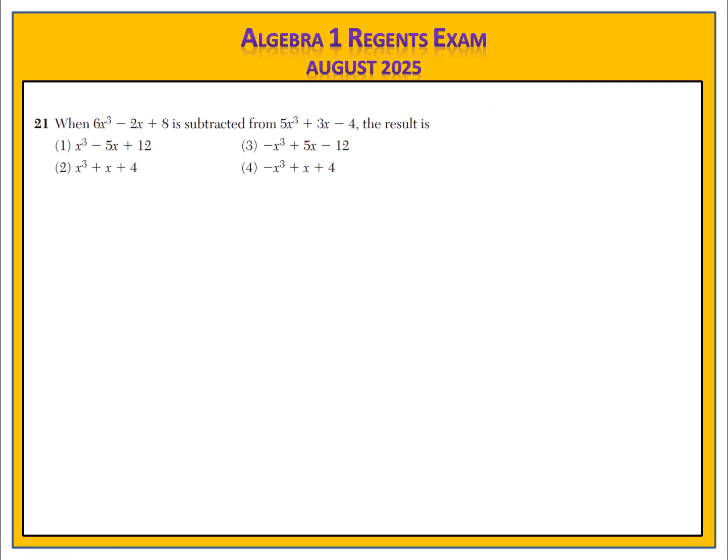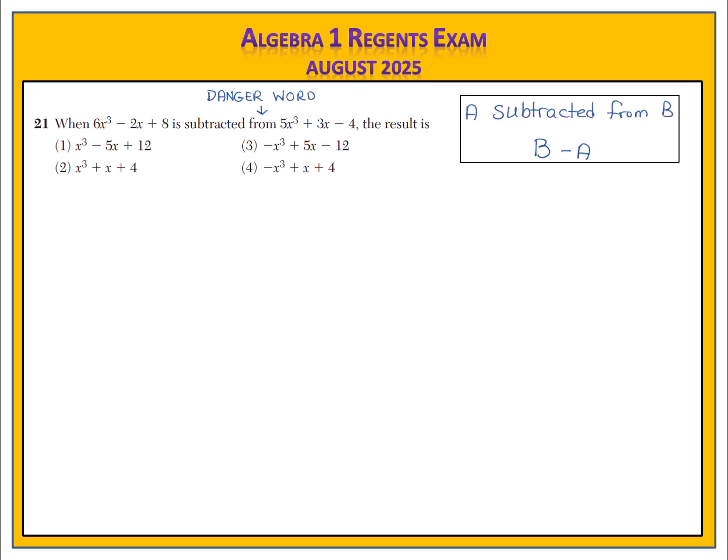Problem 21. When 6x to the third minus 2x plus 8 is subtracted from 5x to the third plus 3x minus 4, the result is which of the following? Notice we have a danger word, subtracted from. From is a dangerous thing. A subtracted from B would be written as B minus A. In other words, the two trinomials that you're subtracting will be written in the opposite order of what you think.